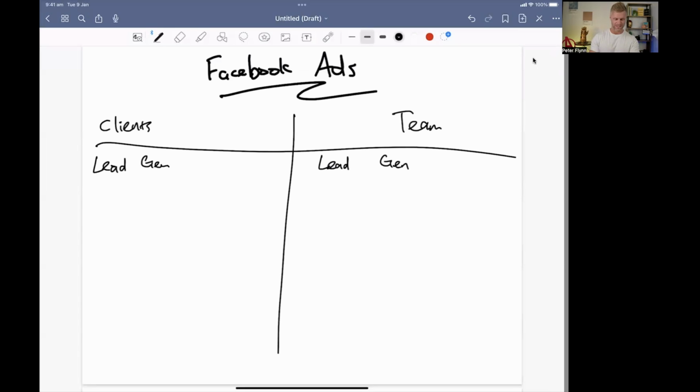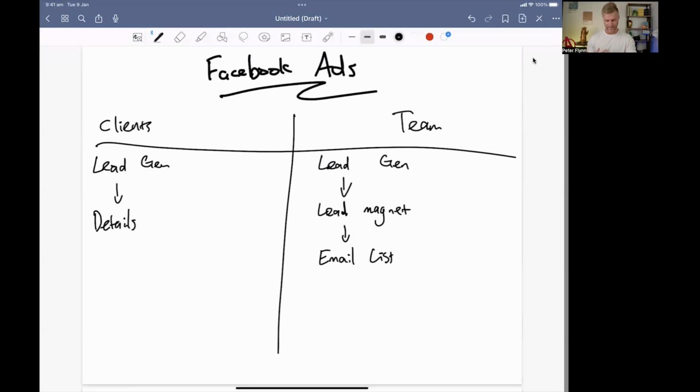Now, the client's lead gen is typically leave your details and we'll contact you to book an appointment in. Okay, so it's a lead gen ad that's saying leave your details. For the team side of things, we're normally giving them a lead magnet. And a lead magnet is basically just a piece of value that they have to swap their details for to get this lead magnet. And then from there, they're going to go onto an email list.